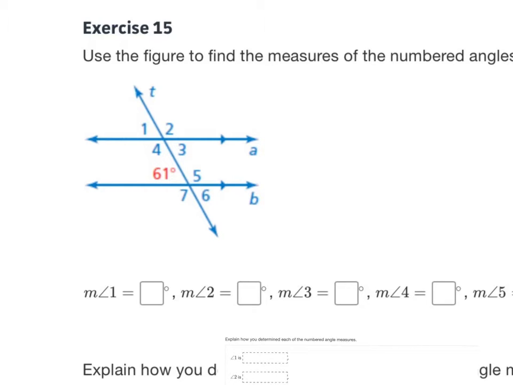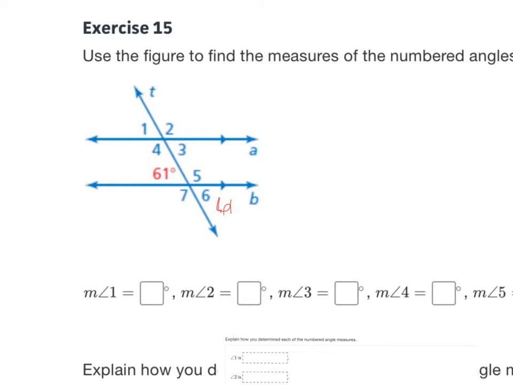Good morning, pre-algebra. I'm going to run down the homework assignment from last night. So the first thing that we have to do is fill this in. We know that this is 61, so directly across from it, vertical angles means that 6 is 61.